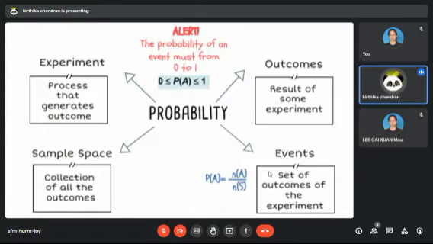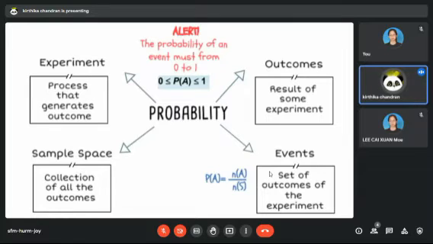There are 4 main criteria that you should know in this topic. First of all, the outcomes, which is the result of some experiment. Next, the experiment, which is known as the process that generates outcomes, followed by sample space, which is known as the collection of all the outcomes, and finally events as the set of outcomes of the experiment.